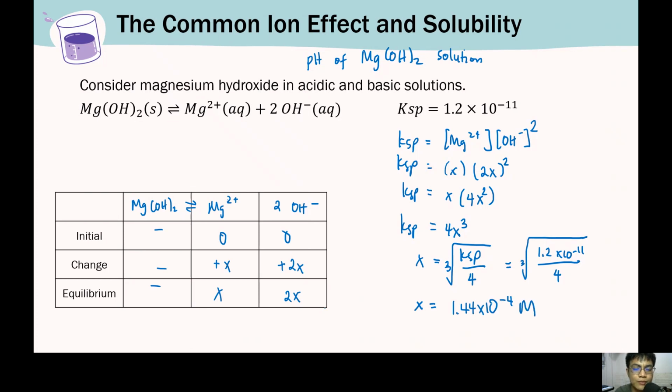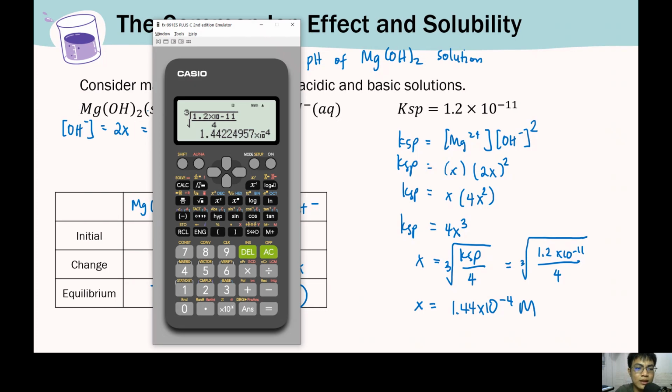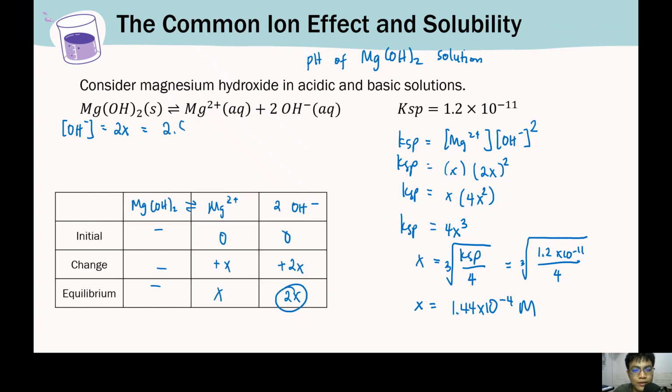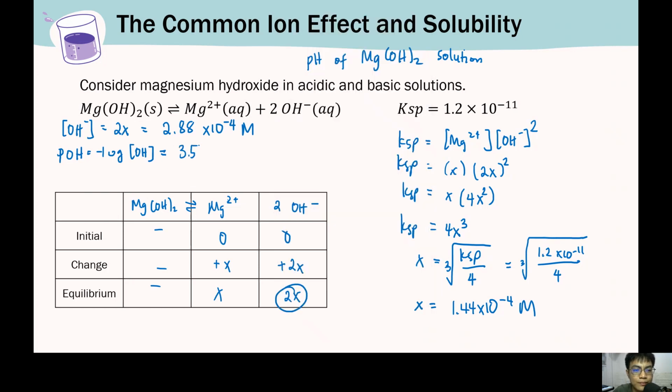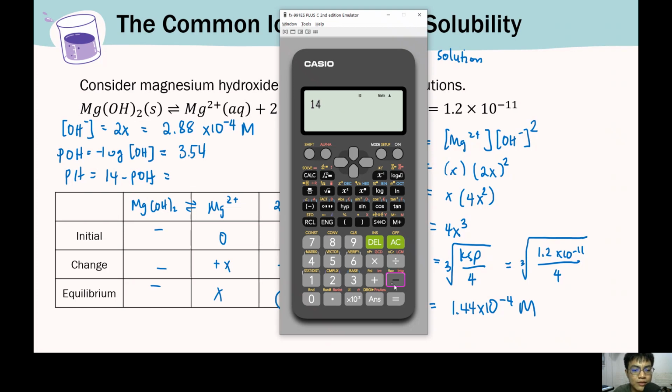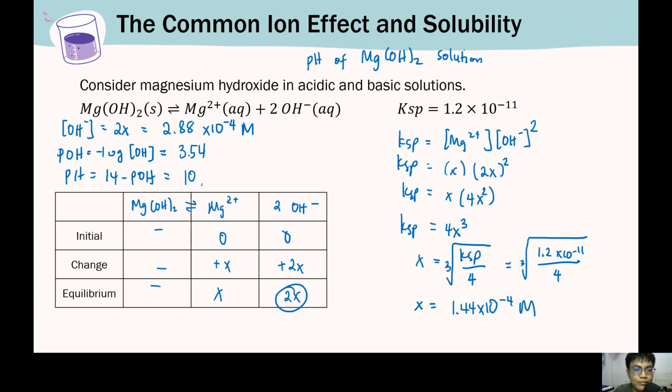Now, we want to determine the concentration of the OH. So to get the concentration of OH, that's 2x, right? And 2x siya. So we need to multiply the x by 2 to get the concentration of OH, which gives us 2.88 times 10 raised to negative 4. And now, from the OH, we can use negative log of it to get the POH. Okay, so we can get the negative log of this one. So the POH is 3.54. And if you want to get the pH, that's 14 minus POH. It's 14 minus the POH, which is 10.46.